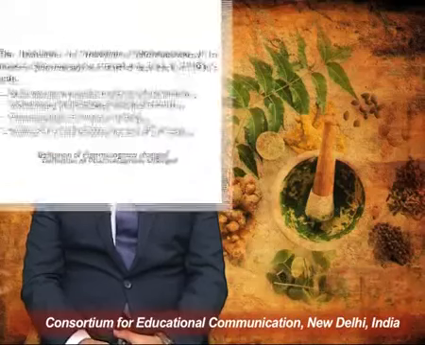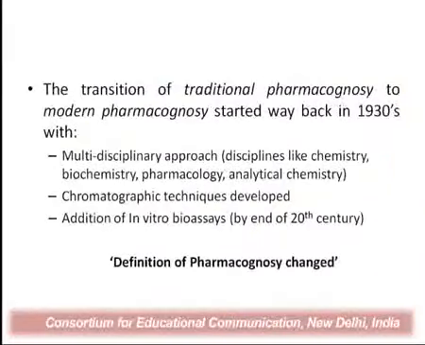Now, the transition of traditional pharmacognosy to modern pharmacognosy started way back in the 1930s. And how did this transition happen? This transition happened with three major discoveries. First, pharmacognosy became a multidisciplinary subject. Various other disciplines like chemistry, biochemistry, pharmacology, and analytical chemistry joined hands with pharmacognosy.